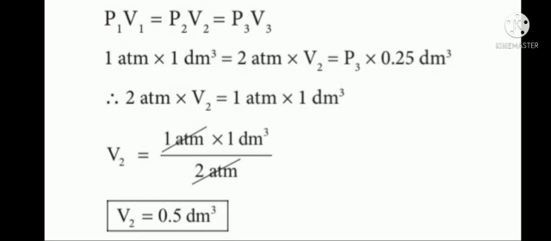You have to take the values P1 V1 and P2 V2, from which we can calculate the V2 value. For that, 1 atmosphere into 1 decimeter cube is equal to 2 atmosphere into V2. After rearranging, we will get V2 is equal to 1 atmosphere into 1 decimeter cube divided by 2 atmosphere. After simplification, we will get 0.5 decimeter cube. Therefore, V2 is equal to 0.5 decimeter cube.